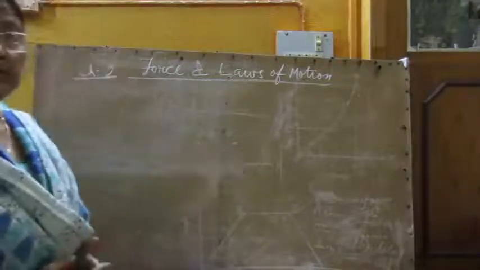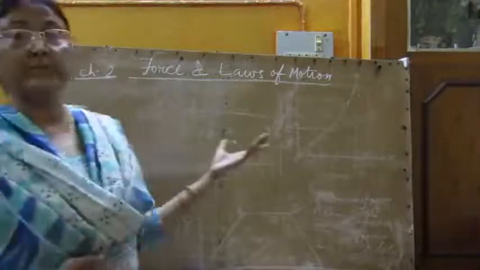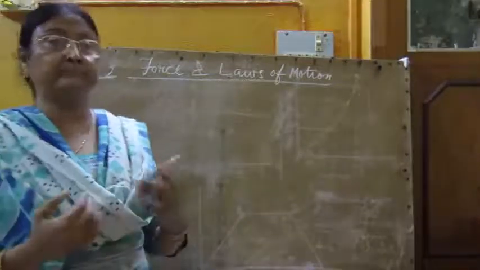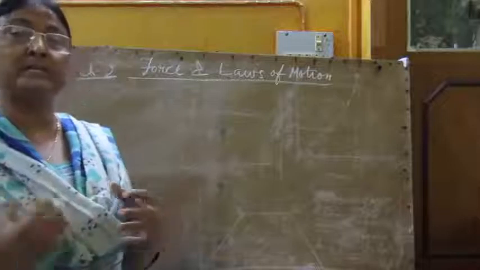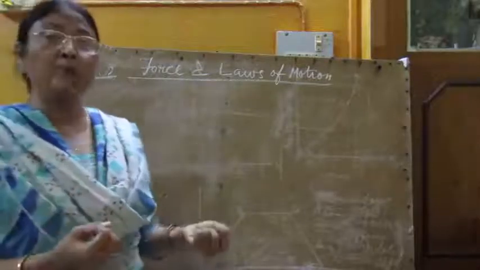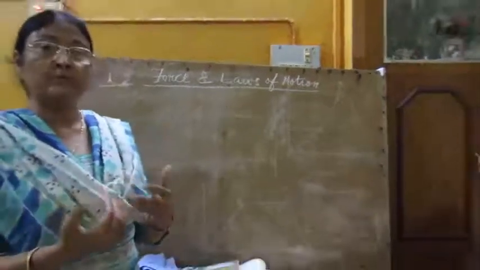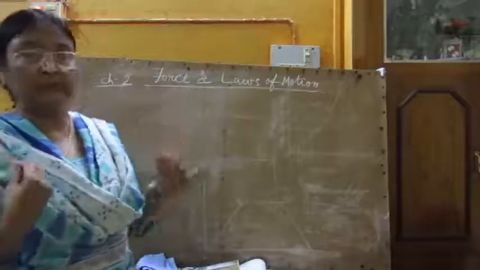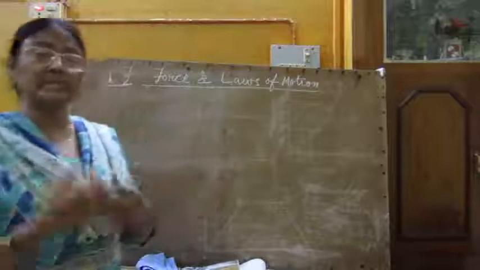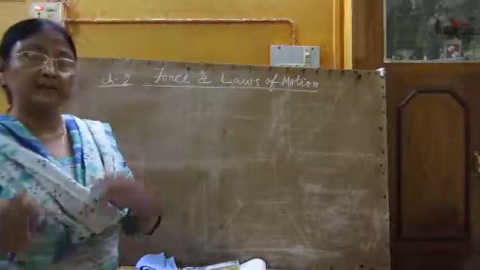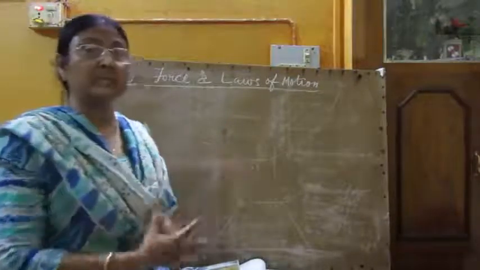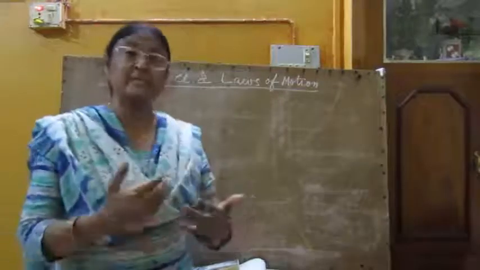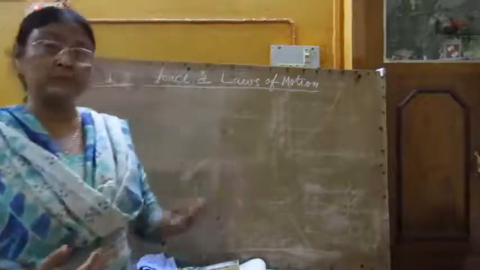First of all, in the last videos I already explained why passengers are pushed forward when all of a sudden the moving bus stops, and why passengers move backward when the bus at rest all of a sudden starts. So today I am going to explain some more examples of inertia of rest.